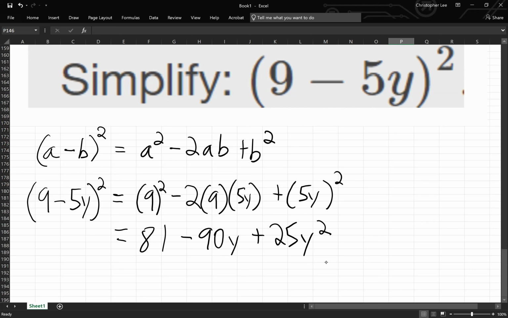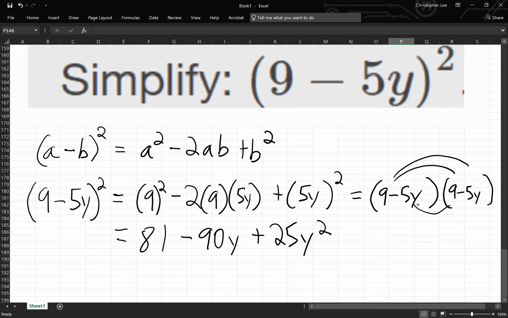So you can do it that way. 90y because it's two times 9 times 5y. Yeah, so 90y. So now if this didn't make sense to you guys, you're more than welcome to just write it twice and then distribute it out. You will get the same answer if you want to do it like that. All right. Your choice, no pressure.